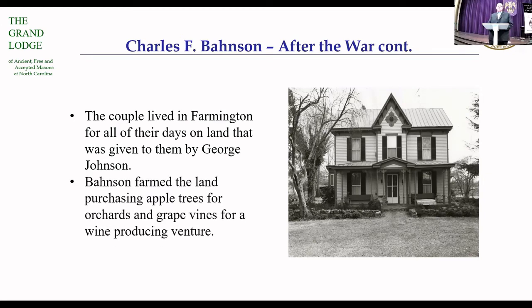Bahnsen farmed the land. He purchased apple trees for orchards and grapevines and different things like this. And how do we know that? When they were going through his letters, they found different receipts and things for items that you would need for apple orchards and grape vineyards and apple trees and things like this. So there were a number of different paper documents they came across to find this. One of the interesting things about Bahnsen is he worked as a jeweler and he ran a shop on his own property at the house we see here.